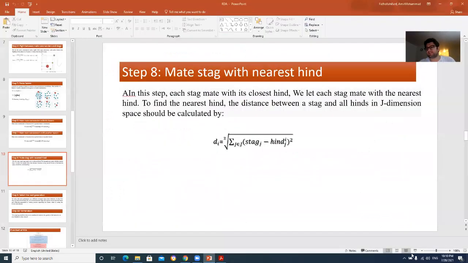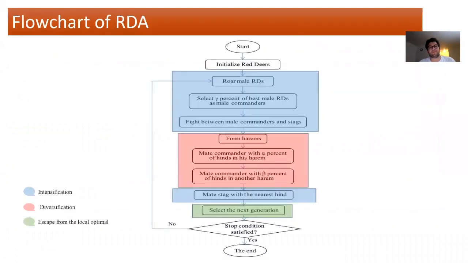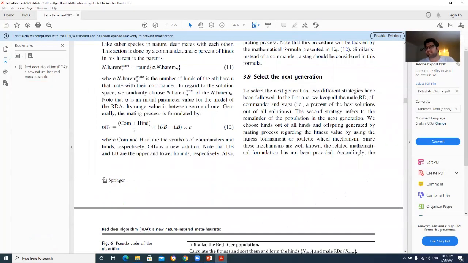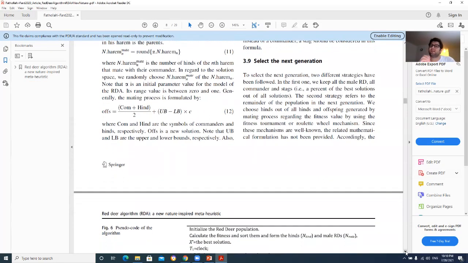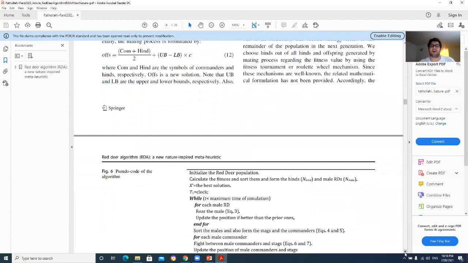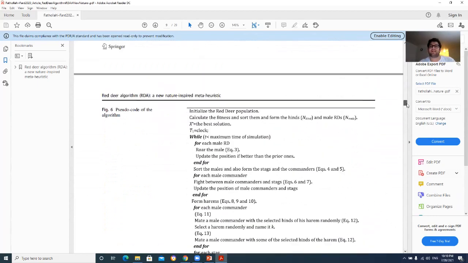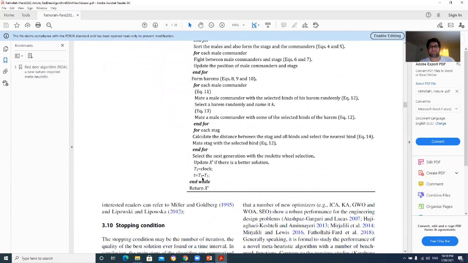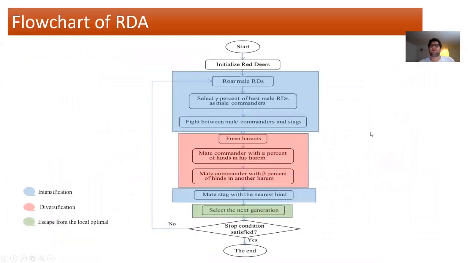In the selection of the next generation, we have selected the male commanders as the best solutions, and the hinds would be selected randomly or using roulette wheel selection or fitness tournaments as evolutionary mechanisms to create a set of new solutions. And these steps from roaring would be repeated till the termination is done. Like other meta-heuristic algorithms, the RDA algorithm also has intensification and diversification phases.